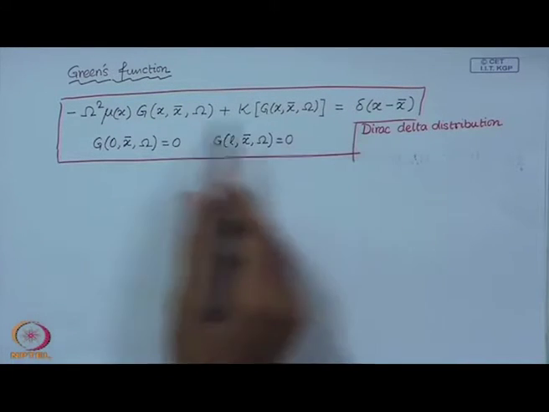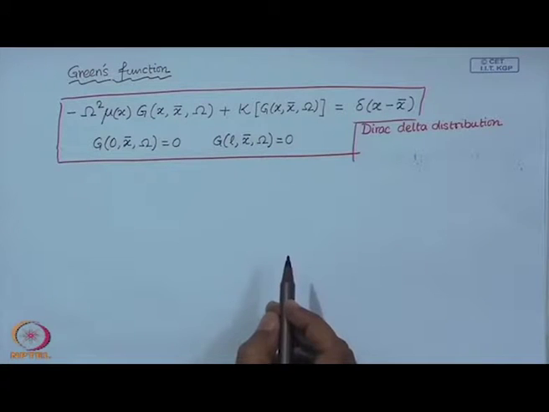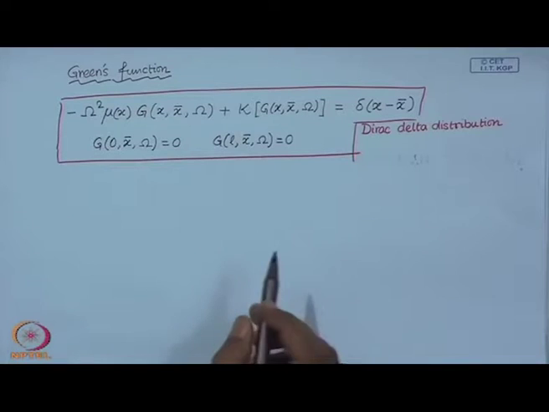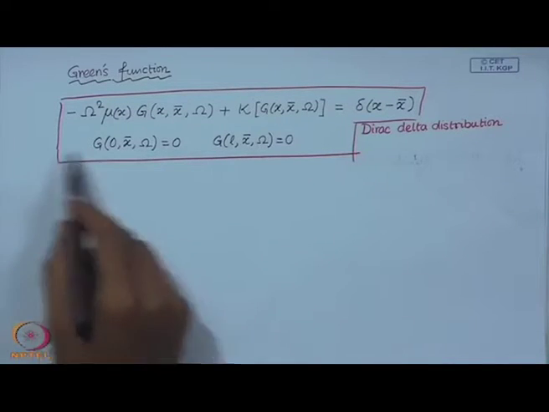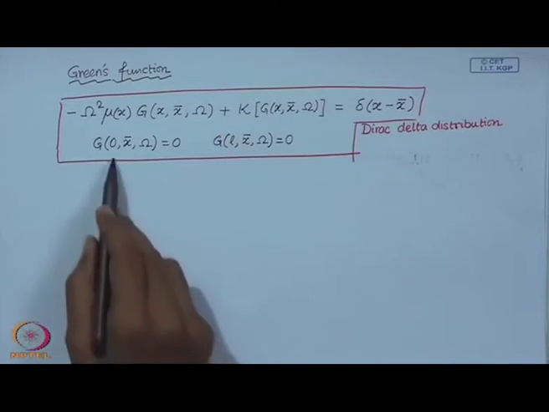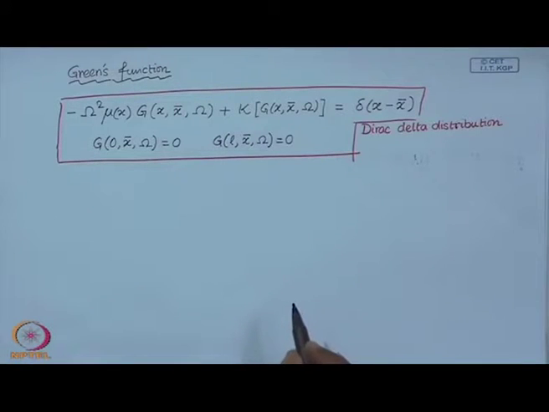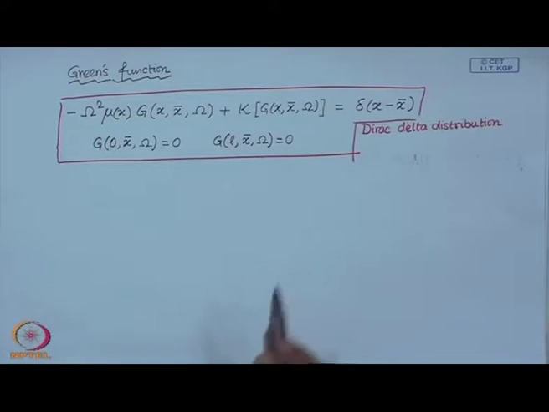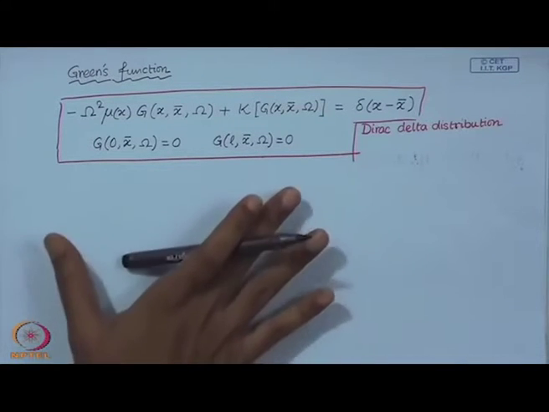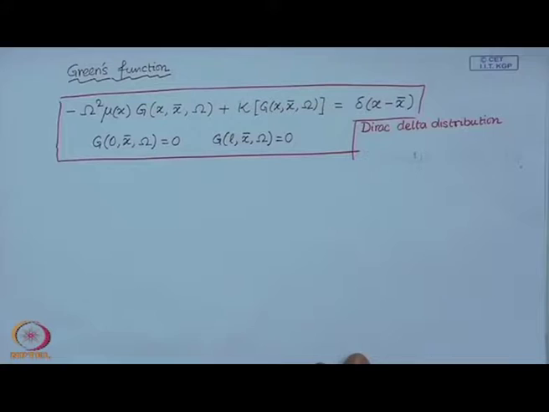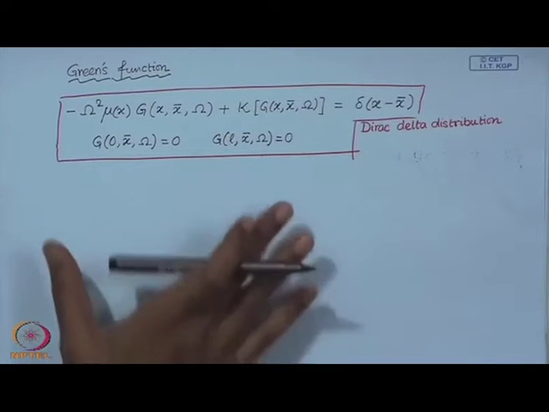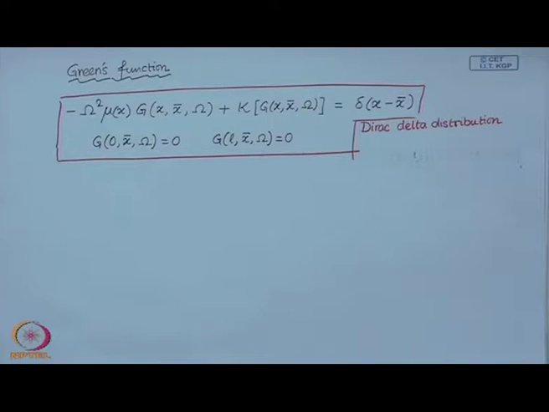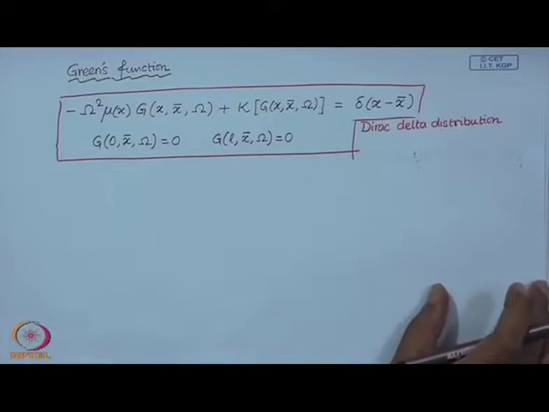Now, when we talk about Green's function, we always use homogeneous boundary conditions. So, the boundary conditions must be homogeneous like this. Now, if it is non-homogeneous, then we have discussed in one of our previous lectures how to homogenize the boundary conditions. So, we are going to discuss the Green's function in the context of only homogeneous boundary conditions.